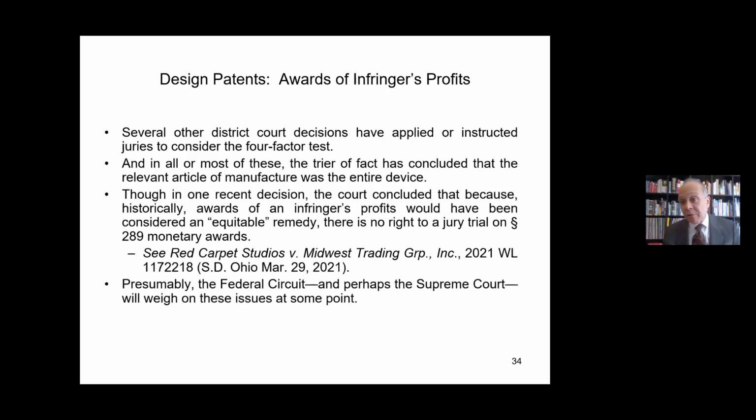So anyway, the Federal Circuit has yet to weigh in on any of these issues. Presumably someday the Federal Circuit, maybe even the Supreme Court, will provide us some further guidance on whether the 4-factor test is the correct test for defining the article of manufacture, whether this is a jury issue or a judge-only issue, and how we calculate the total profit on the relevant article of manufacture if it is not the entire end product. So I will stop there, and if we have some time, I'll be happy to take some questions for a few more minutes.